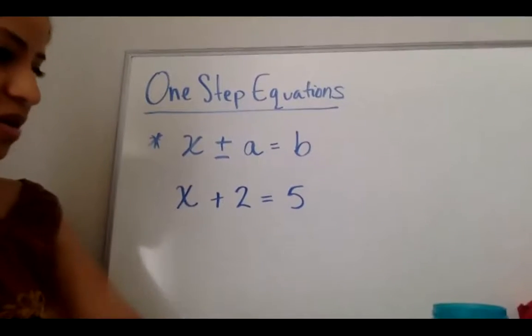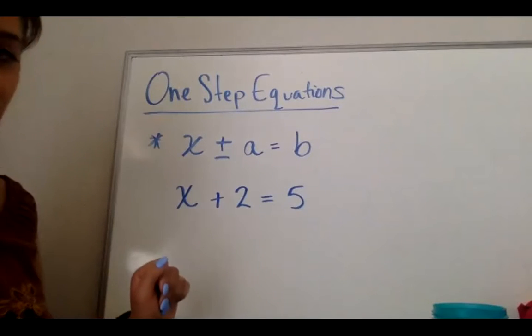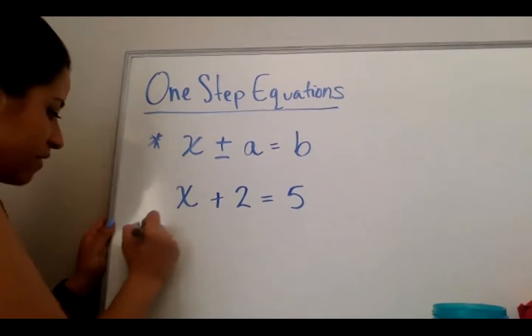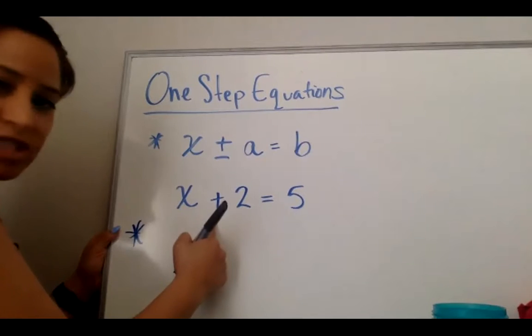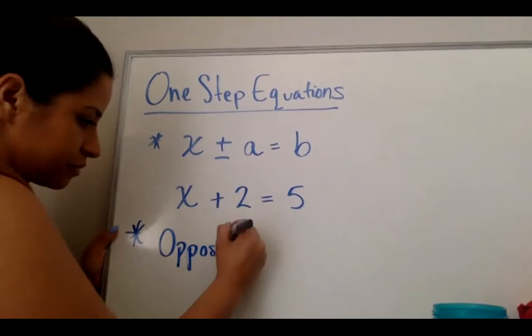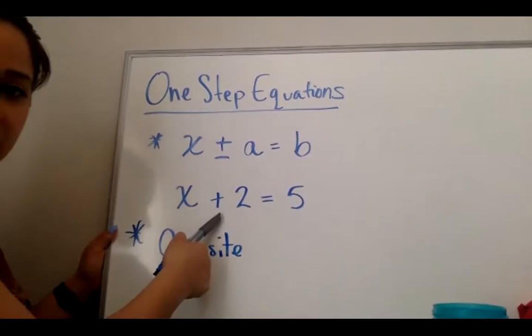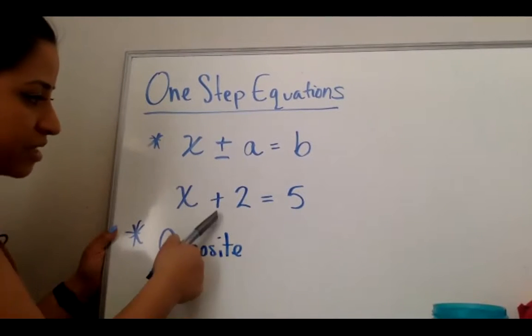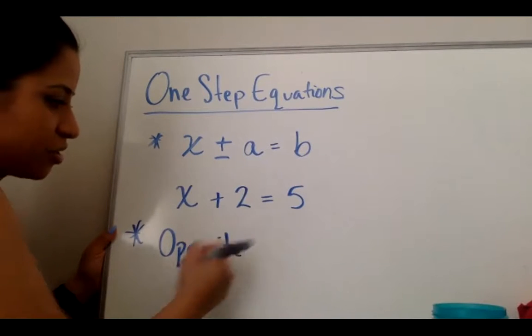Now, let's go ahead and do an example here. Let me give you the rules first. Whenever you're doing one-step equations, you want to do the opposite of whatever's being done. So what is the opposite of positive 2? It's negative 2, right? So we would subtract 2 from both sides.